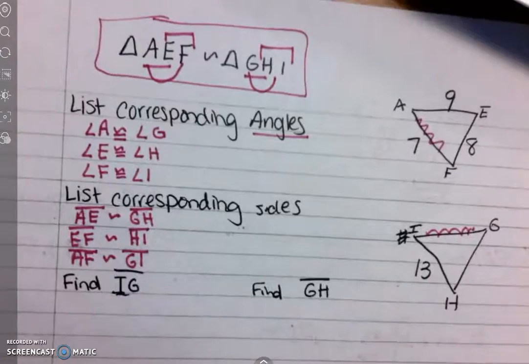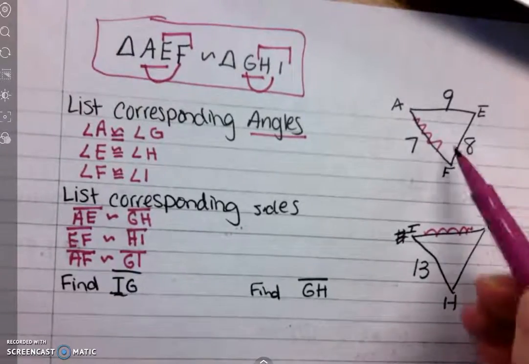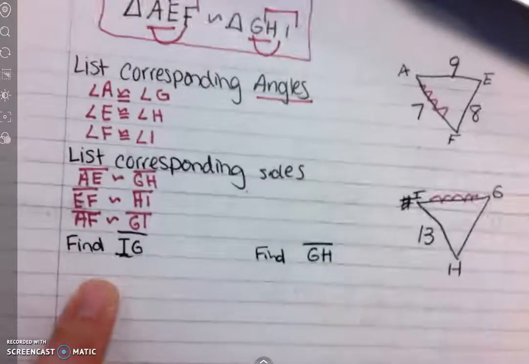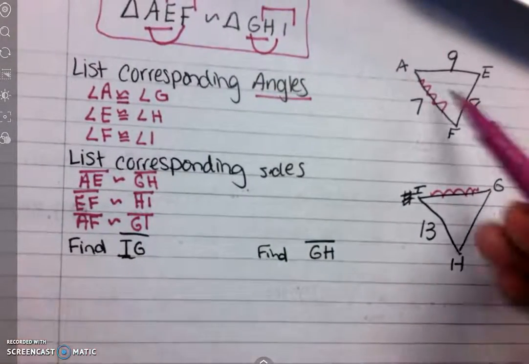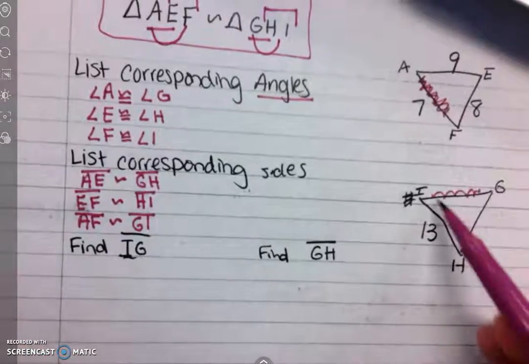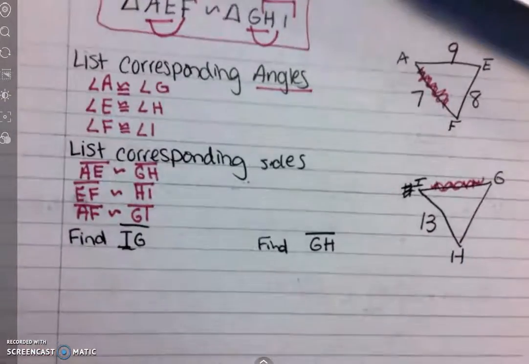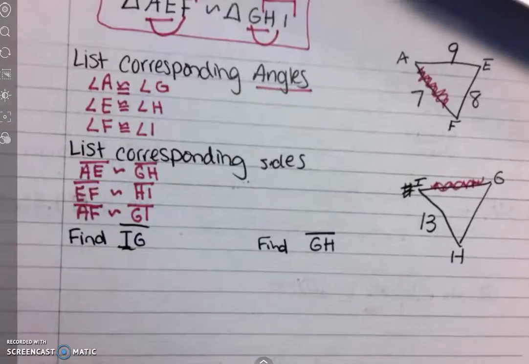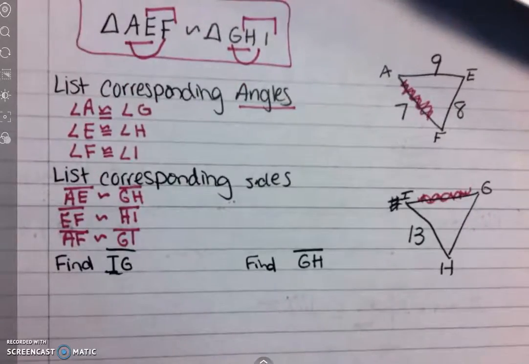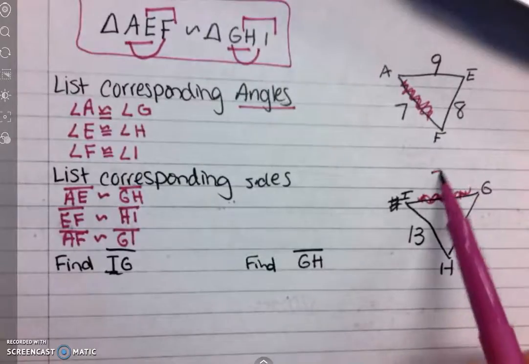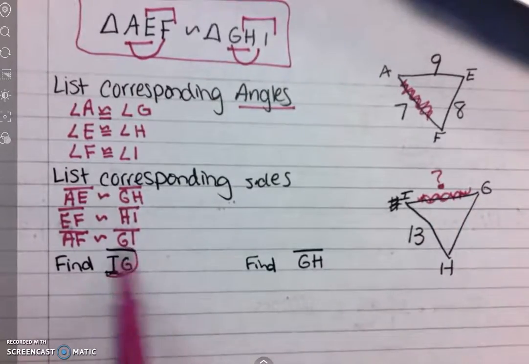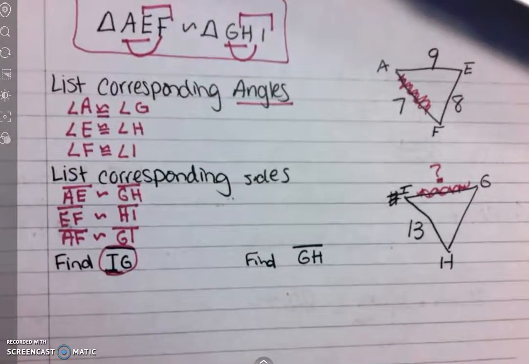So don't get it confused tomorrow on the quiz. You're going to have to find an unknown side length. And if you don't see that this side was corresponding with this side, they rotated it a little bit. So you're going to have to set it up that way. Okay. Then I need to find IG. I'm looking for this one. This is my unknown. That's the one I want to find.